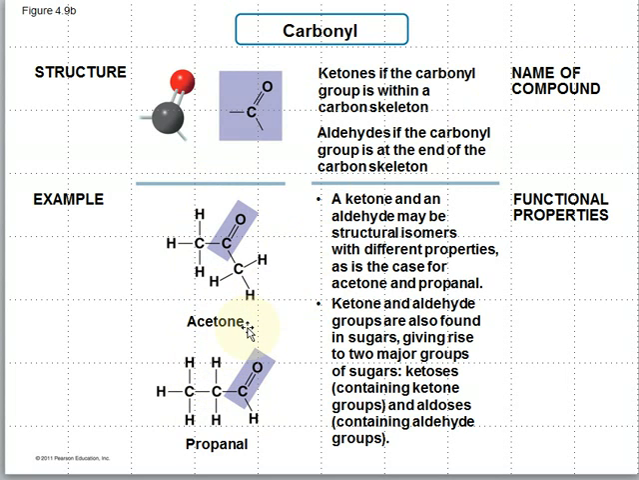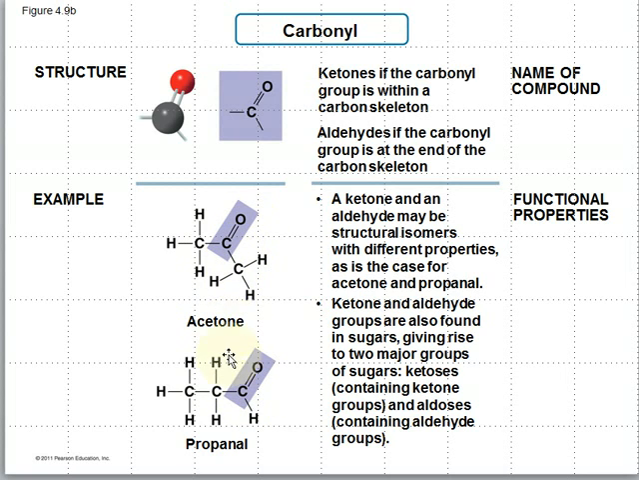The compounds have two different names. If the carbonyl group, the little C to O group here, is within the skeleton, it's called a ketone. So here's a good example of a ketone, where that C to O carbonyl group is in the middle of the structure. And if the carbonyl group is at the end of the skeleton, like here, that's what we call an aldehyde. So propanol is a good example of an aldehyde. Acetone is a good example of a ketone.